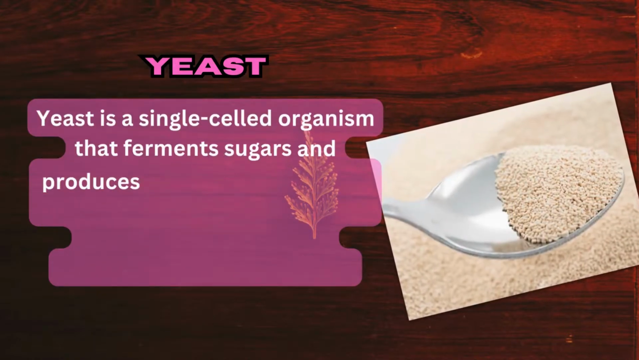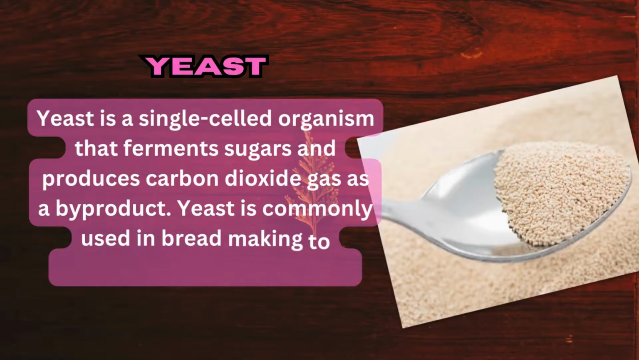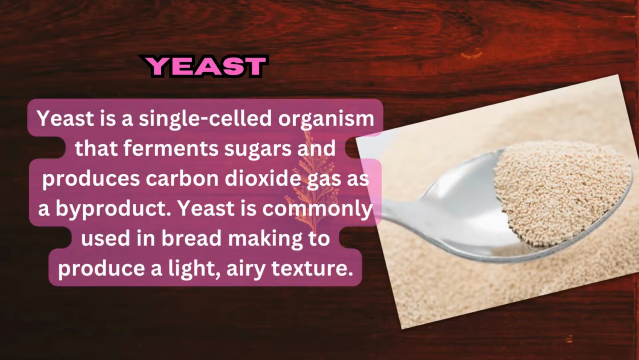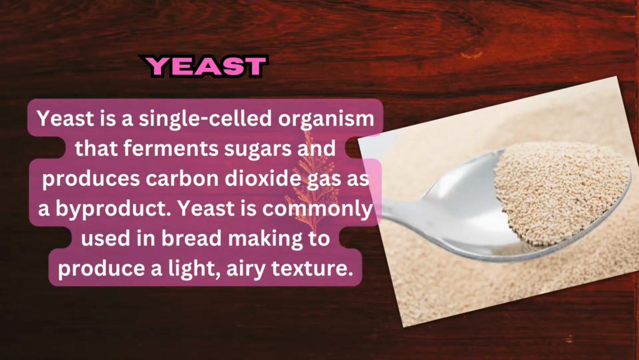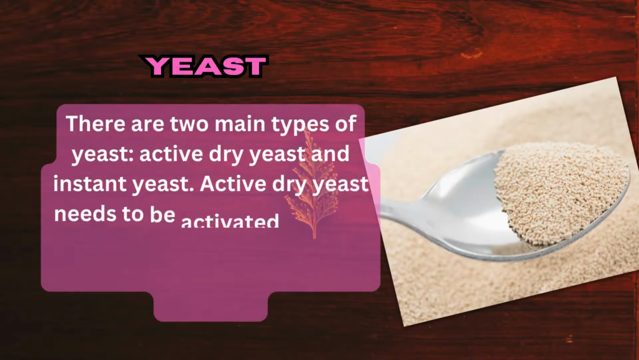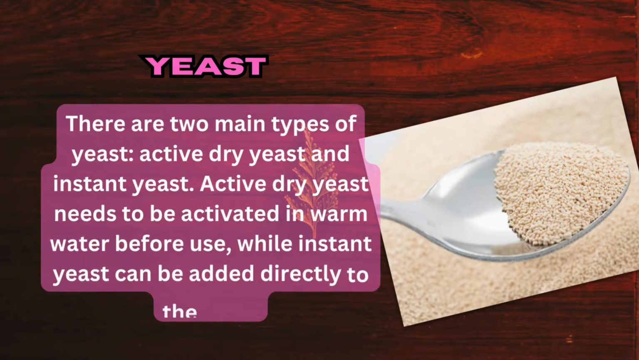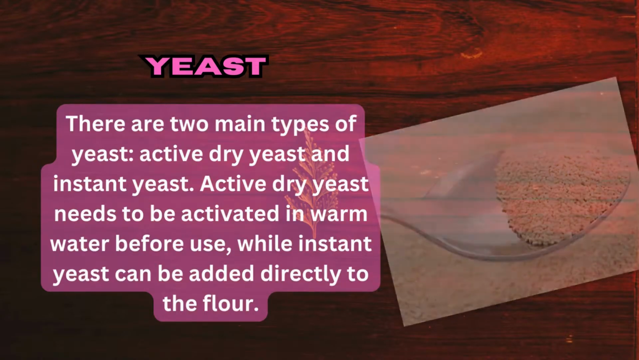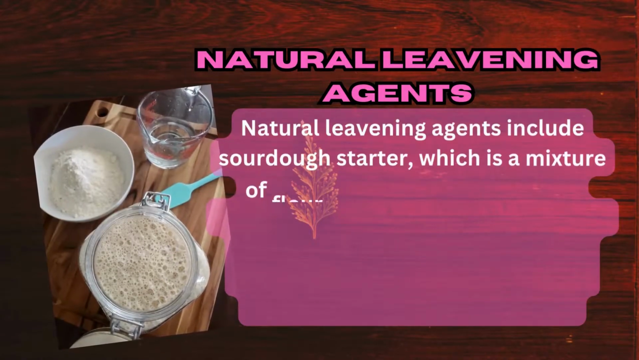B. Yeast. Yeast is a single-celled organism that ferments sugars and produces carbon dioxide gas as a byproduct. Yeast is commonly used in bread making to produce a light, airy texture. There are two main types of yeast: active dry yeast and instant yeast. Active dry yeast needs to be activated in warm water before use, while instant yeast can be added directly to the flour.